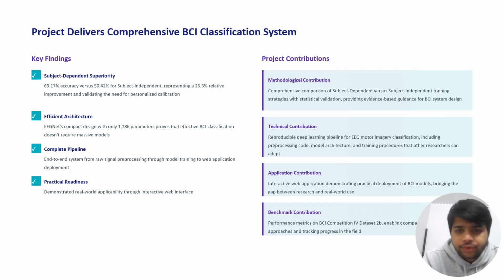So the key findings from the project are that we got 63.17% accuracy versus 50.42% for subject independent. That means subject dependent accuracy is good, which was our research question. The EEGNet architecture is also good, as it's able to identify the movements from the signal, and we have created a complete pipeline and tested that pipeline on a real world application as well. So the project's contribution includes a complete end-to-end pipeline to train on the data and classify motor imagery signals from the brain, and it can be flagged as a benchmark model.